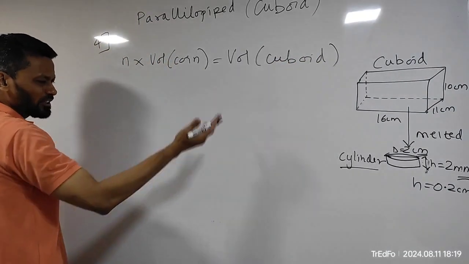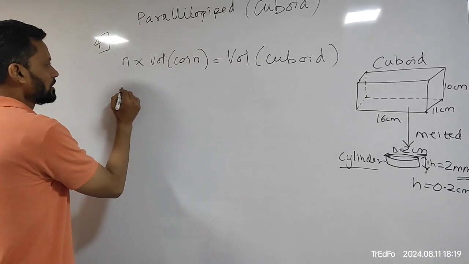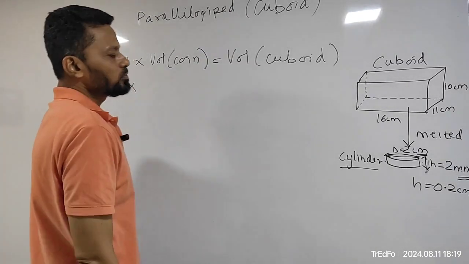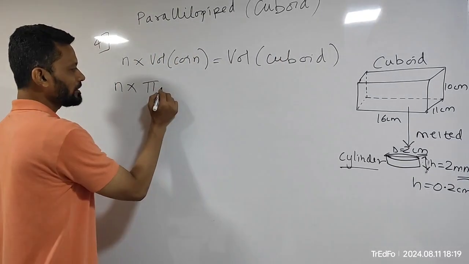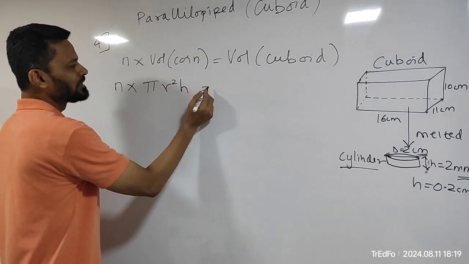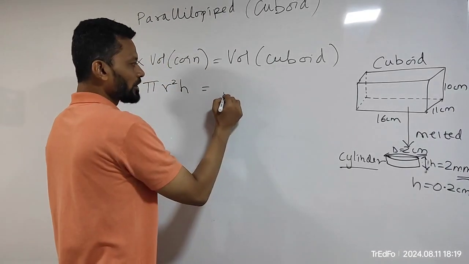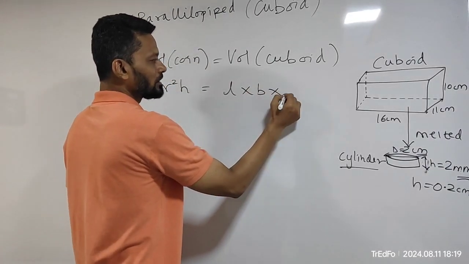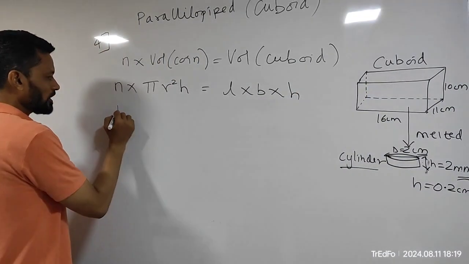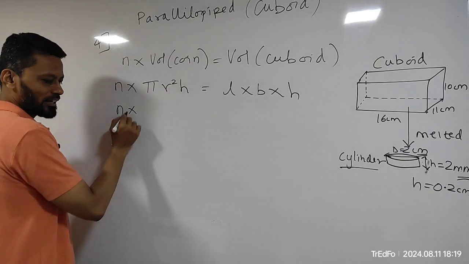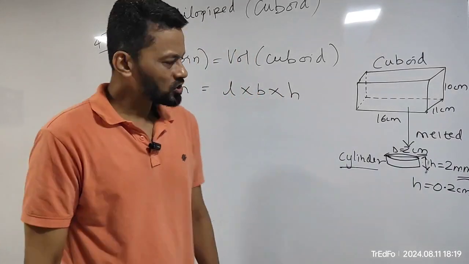Now, I don't think we need to simplify differently because it will work here. So N into volume of a coin. Since it's a cylinder, my formula should be pi r square h. For the smaller object, I'm taking small r and h. Volume for cuboid is length, breadth into height, all in the same units. So N into, this is what we have to find because the question says find how many coins were made.